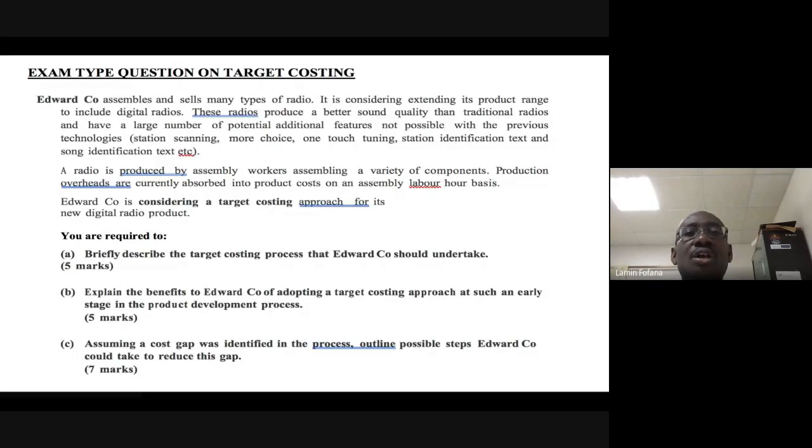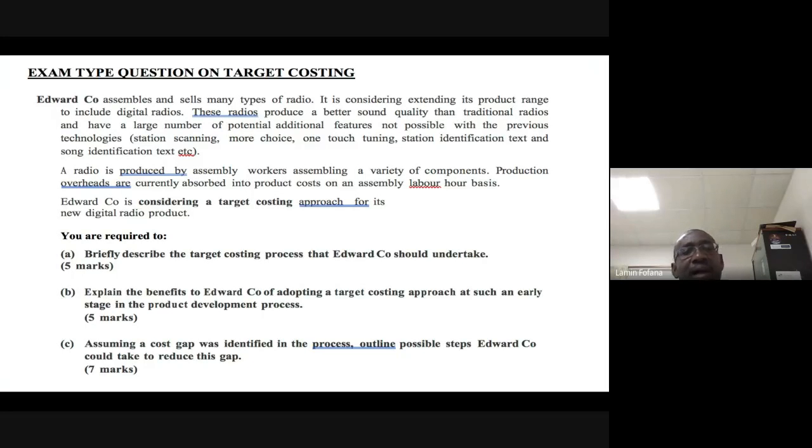For example, you have to determine the cost. Before you determine the cost, you must determine the activities, the processes, whether the product is going to be labor intensive, is it going to be machine intensive, and so on and so forth. Okay? So the first thing Edwards Company needs to do, and don't start writing step 1, determine selling price by doing market research. If you do that, you may not get even half. So go ahead and put your answer according to the scenario.